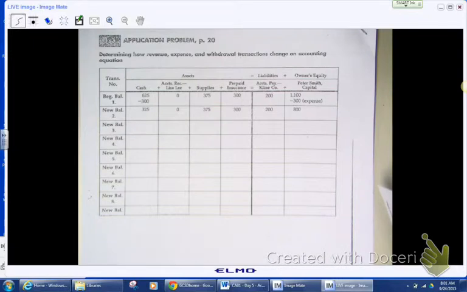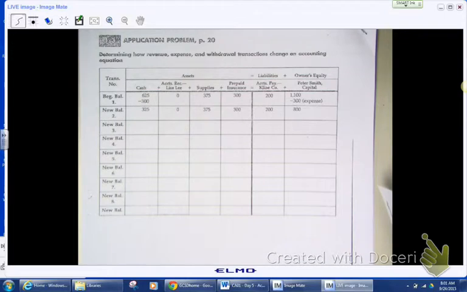So in this problem, we're going to focus on how revenues, expenses, and withdrawals affect the accounting equation. Okay? So, I'm just going to pick people on the popsicle sticks. Okay. And Danny, you're first up.